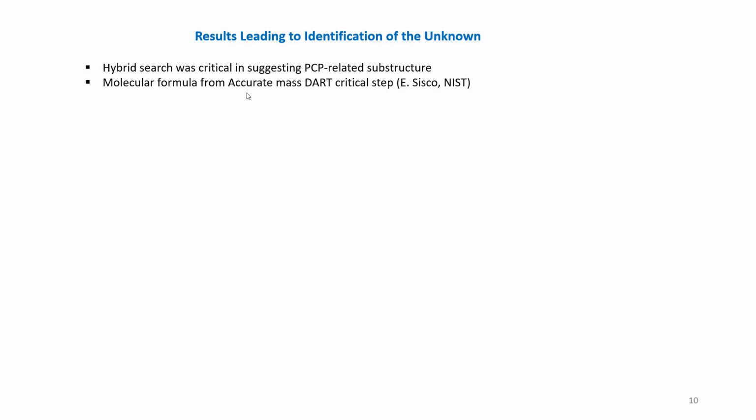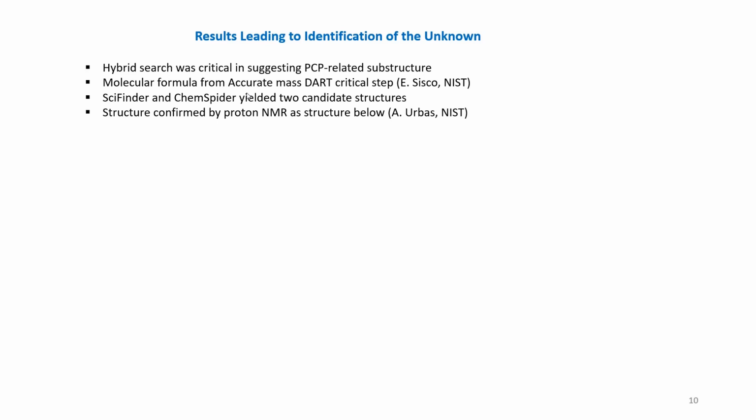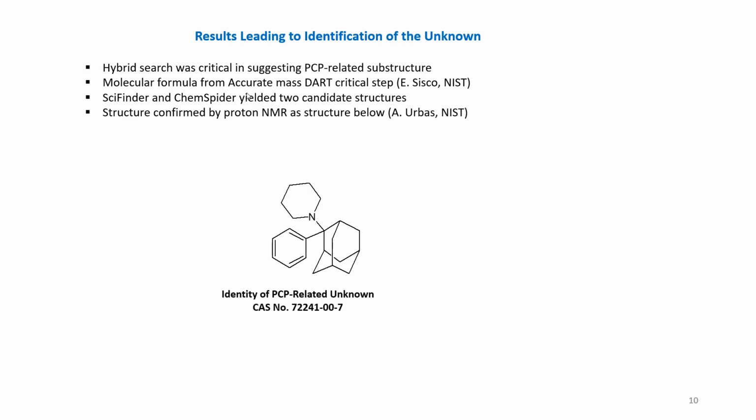Here are the results summarized leading to the identification of the unknown. The hybrid search was critical in suggesting a PCP-related substructure for refining the database searches. The molecular formula, of course, was necessary, and it was determined by DART. SciFinder and ChemSpider yielded 2 candidate structures. The structure was determined from these 2 by proton NMR, as shown in the structure below. And its identity was a PCP-related unknown with an adamantane ring fused to the other part of the PCP molecule.